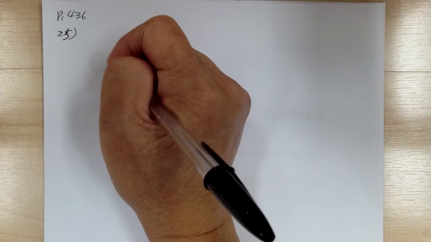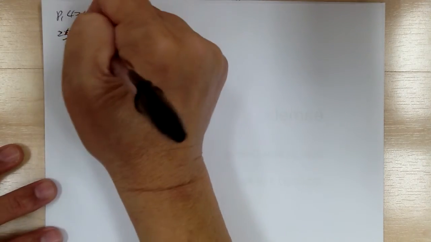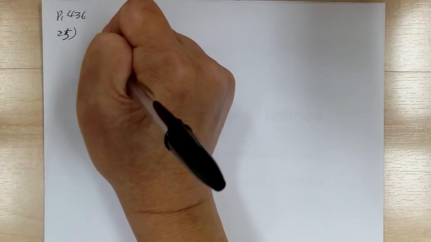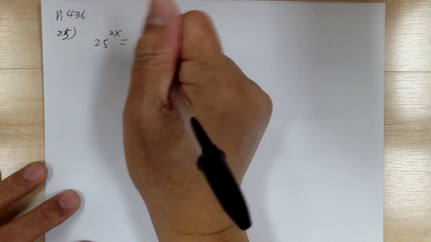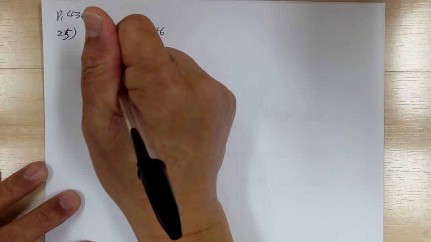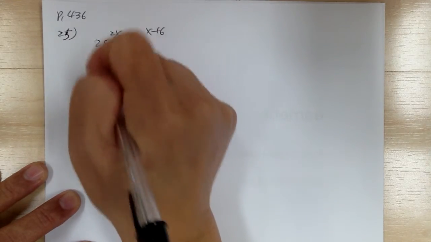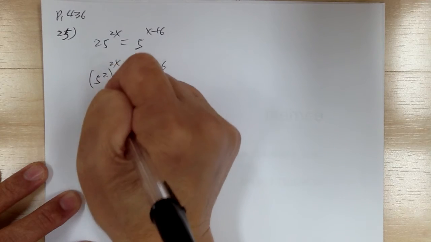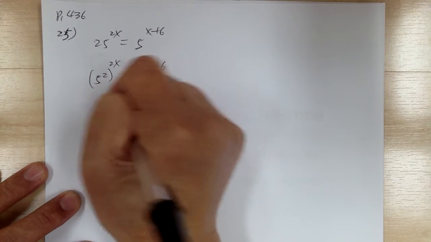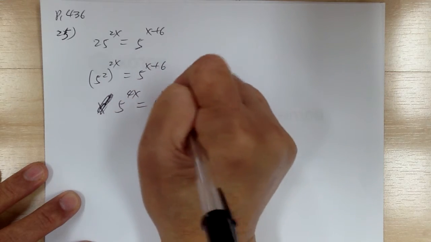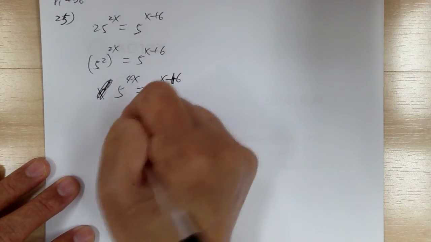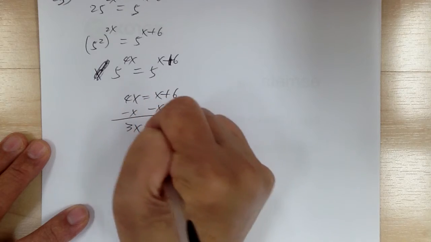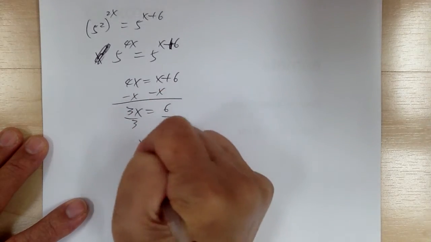Okay, let's go to 25. So you have 25 to the 2x equal to 5 to the x plus 6. Okay, so to solve, you need to match up the two sides. So since this is base 5, let's make this into base 5. So 25 is 5 squared. So you use a power rule, so you got 5 to the 4x equal to 5 to the x plus 6. So match the two sides, so you got 4x equal to x plus 6, minus x on each side. So you got 3x equal to 6, divided by 3, so x equal to 2.